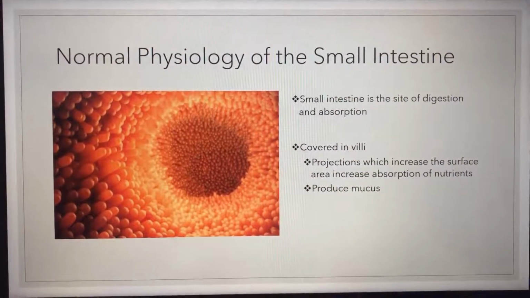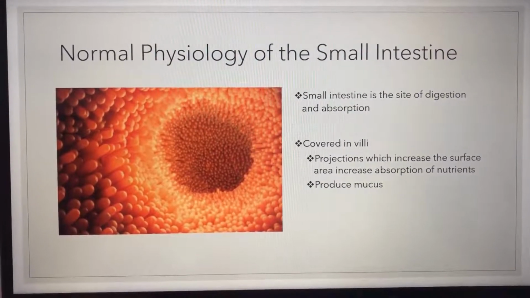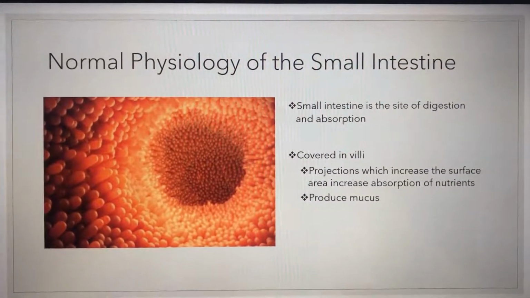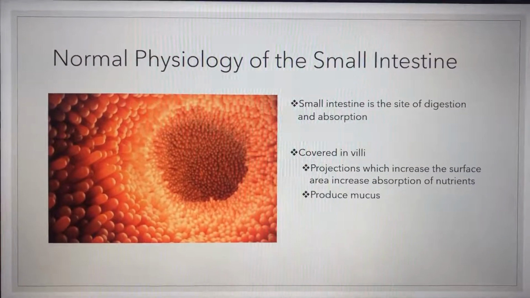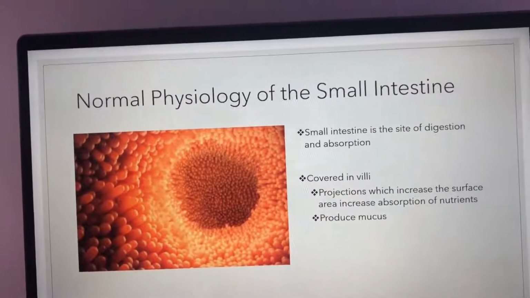Normal physiology of the small intestine. The small intestine is the site of digestion and absorption. It is covered in villi, which are projections that increase the surface area and increase absorption of nutrients. They also produce mucus.